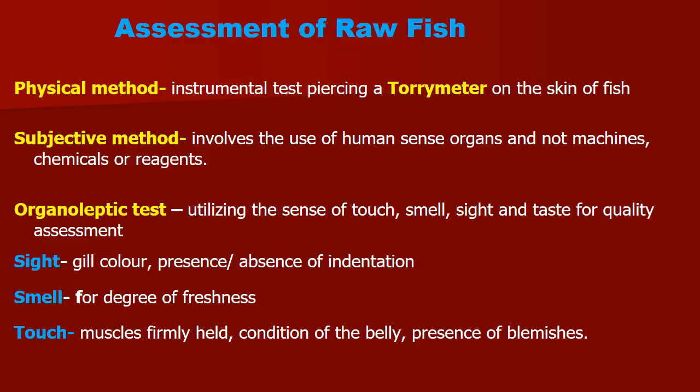Then there is the subjective method. Subjective methods involve the use of human sense organs and not machines, chemicals or reagents. So subjective method means use of the human senses, not measuring chemicals or reagents using different machines. Here we can say the organoleptic test sometimes utilizes the sense of touch, smell, sight and taste for quality assessment. So sight means how we see it, like gill color, presence or absence of indentation, which we have discussed earlier.